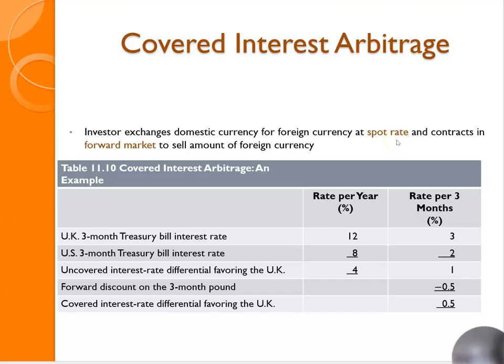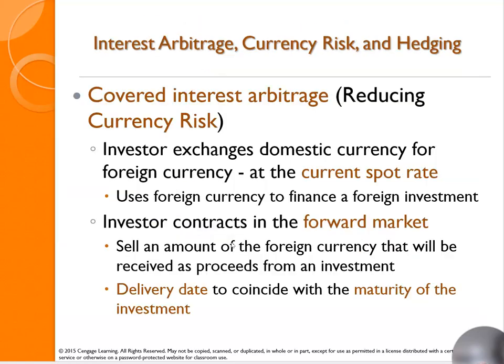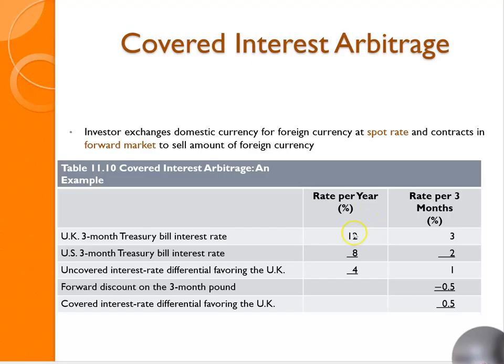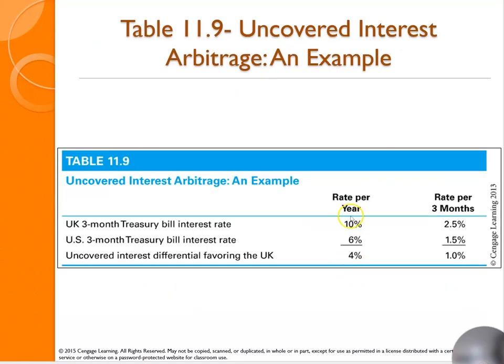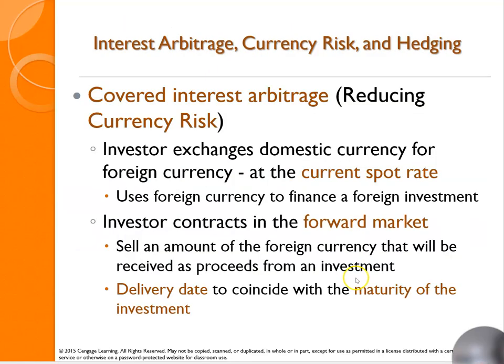Covered interest rate arbitrage, here is an example. The investor again exchanges domestic currency for foreign currency at the spot rate, contracts in the forward market to sell an amount of foreign currency. So again, you have the United Kingdom's 3-month Treasury bill interest rate. Here it was back here. In this case, it's 12% per year, whereas the United States 3-month Treasury interest rate is 8%. The uncovered interest rate differential favors the United Kingdom. It's 4 better, okay? Notice the United Kingdom again is better.